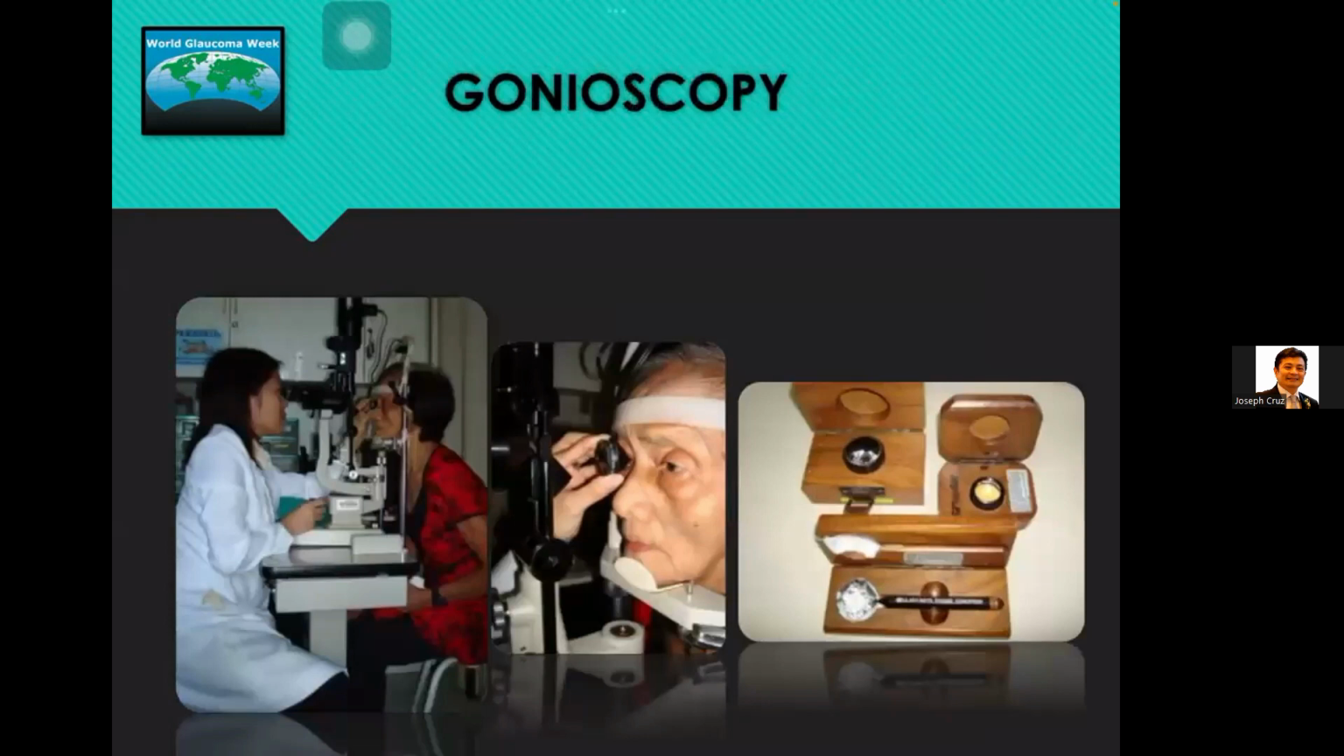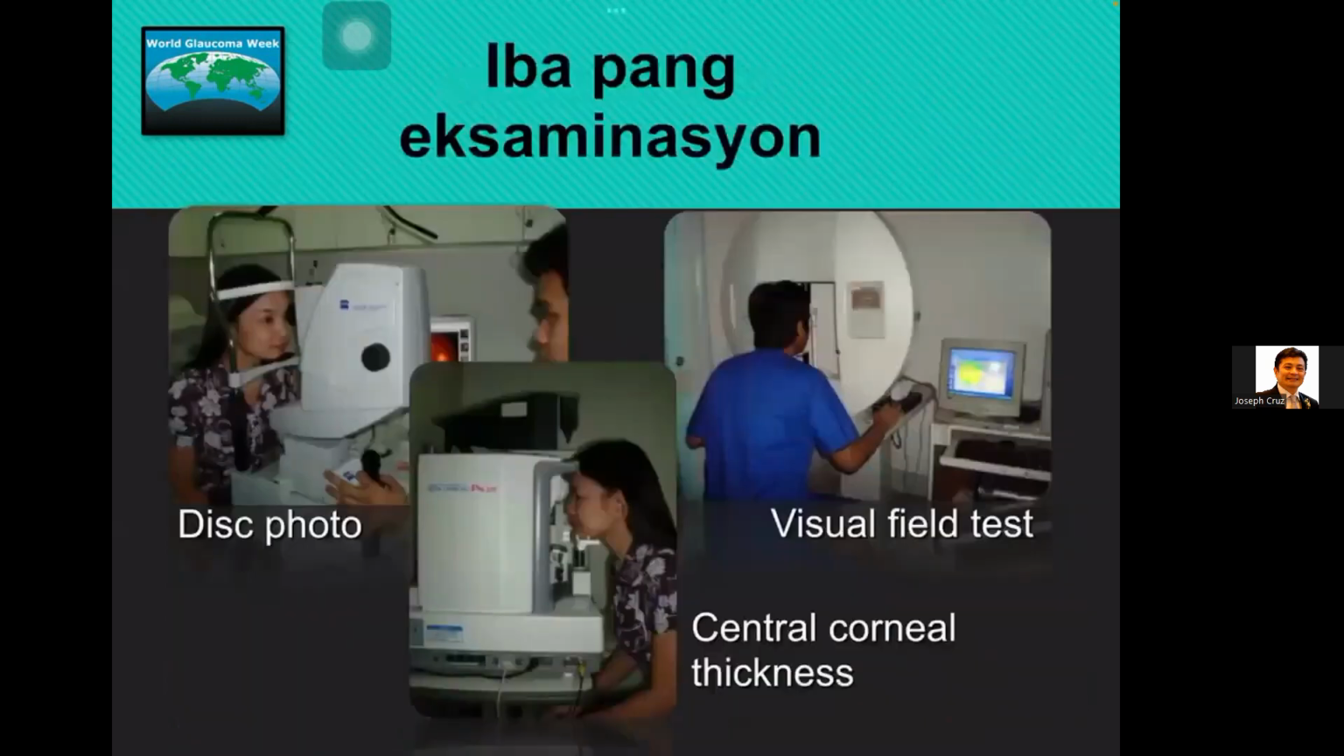These are the special lenses that we do, which we just put on top of your eye. You won't feel anything at all when we perform this, and we will be able to determine whether or not you have open or closed angle types of glaucoma, if you do have glaucoma.